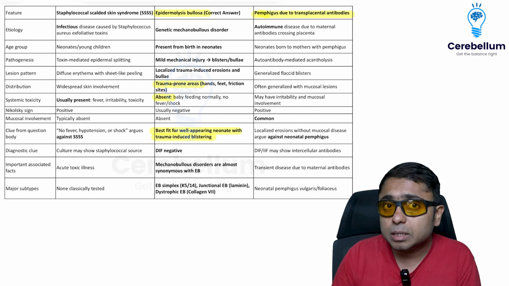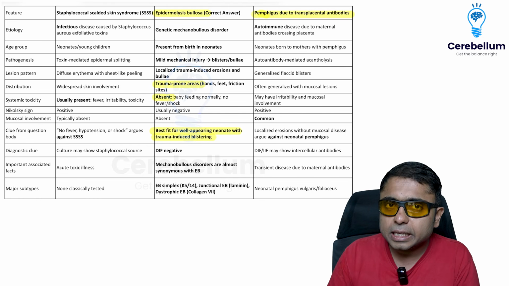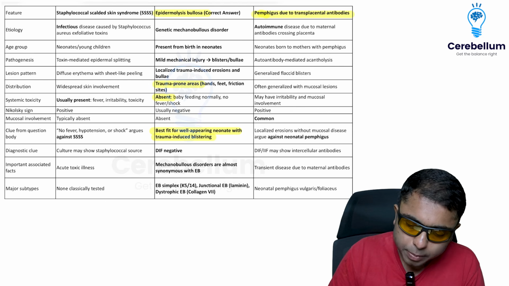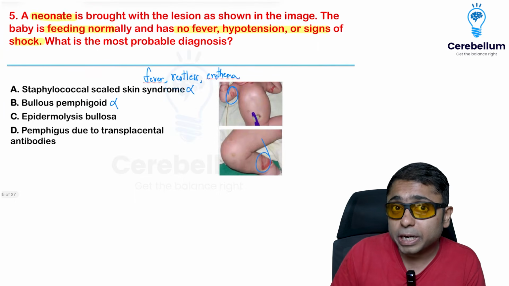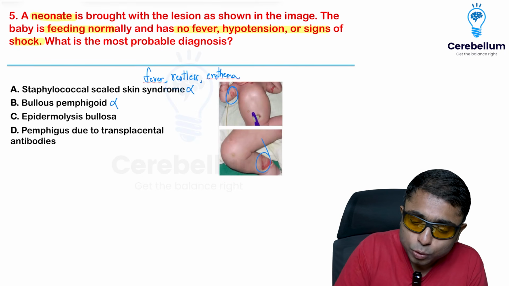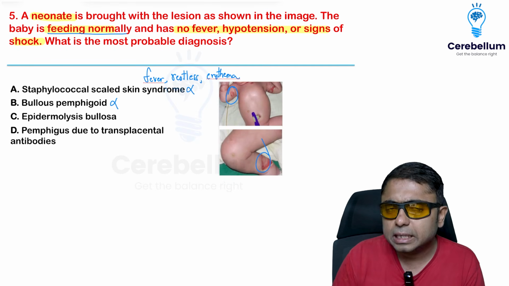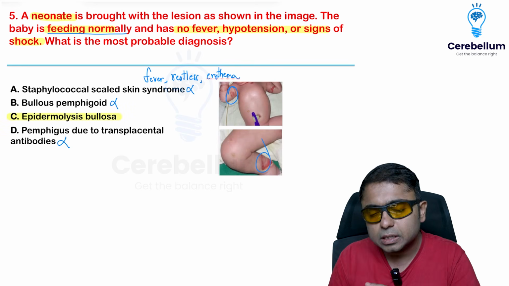And in fact, if the examiner wants you to mark the answer as this option, most likely they would have given mucosal involvement, which is very common, but it has not been mentioned, and it is in fact written that the child is able to have normal feeds. That itself is ruling out option D. So we are left with epidermolysis bullosa, which is the best fit for this particular question.